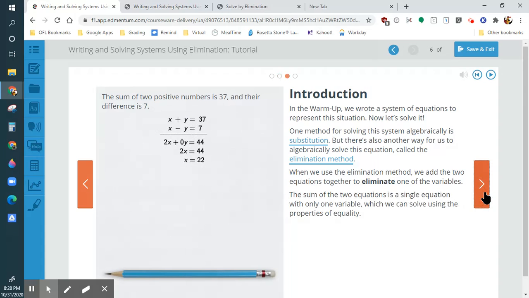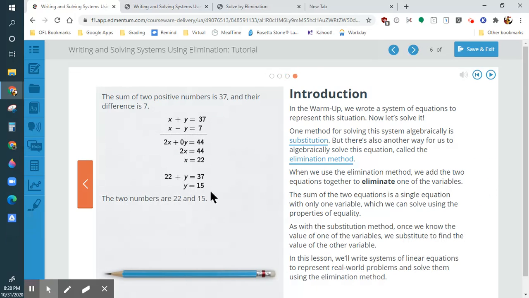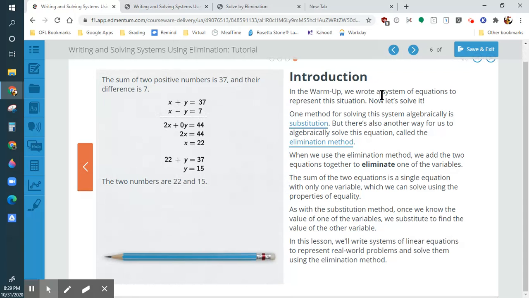From here, we'll just divide. Now that we know what x is, we'll be able to solve for y. So we can just plug this x into either equation. They chose to plug into the first one, but there's nothing stopping you from plugging into the second equation. So you do have a choice here when you're solving.